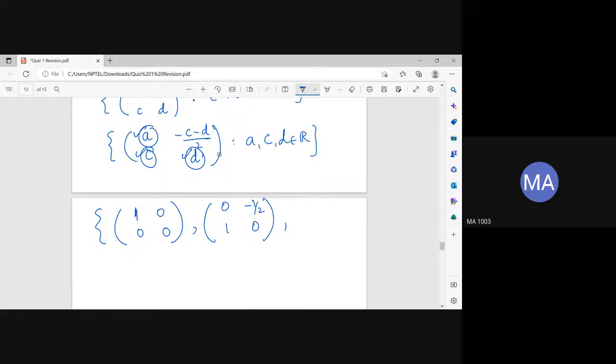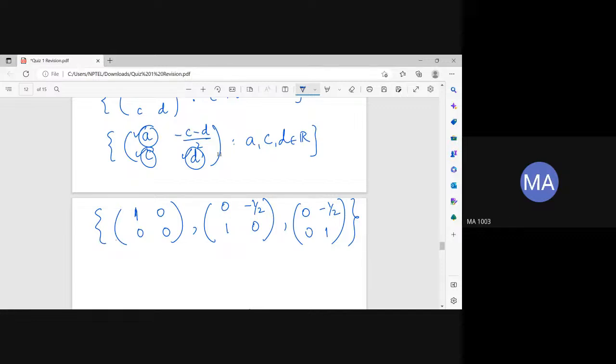What is the last information that you need? D. If you know this, what do you know? Minus half at B. This is the basis. So you need three pieces of information, and corresponding to each piece of information, you will have one entry, one vector.